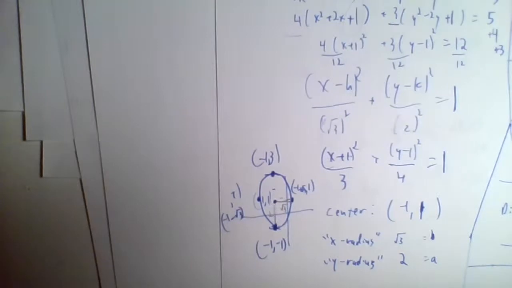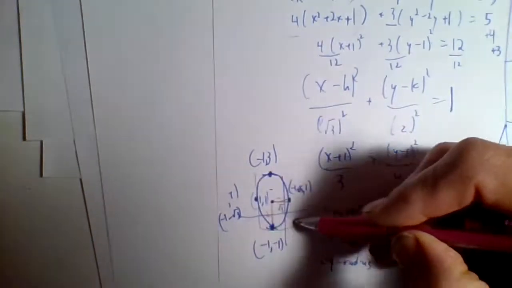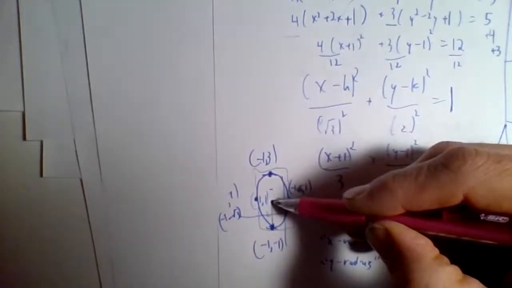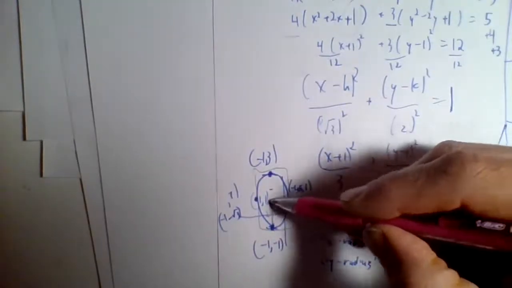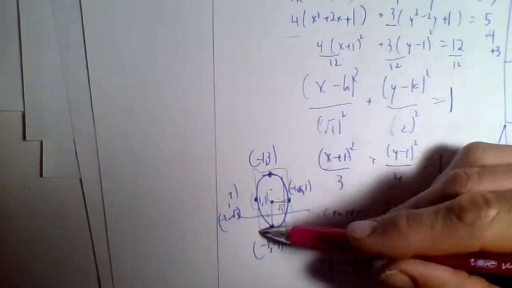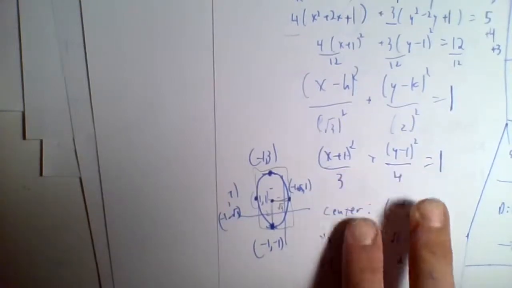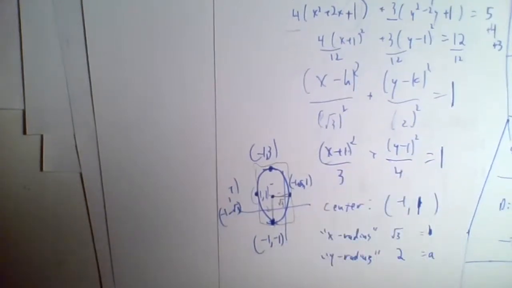You can think of this whole thing as living within a box. It does live within a rectangle. If you know the center and you know your a and b values that go in either direction, you can mark these points, and this whole ellipse lives within that nice rectangle right there. That is all based on what numbers you have here for h and k and what numbers you have here for a and b.